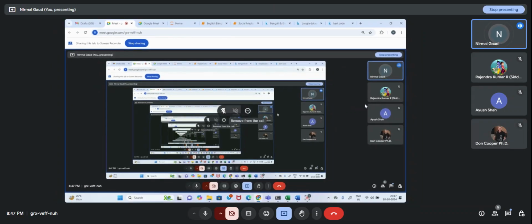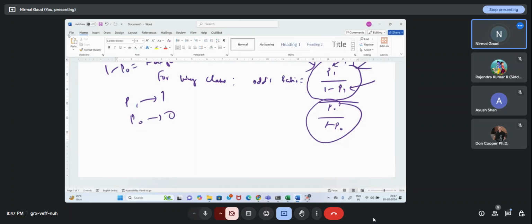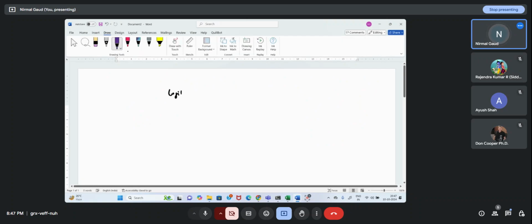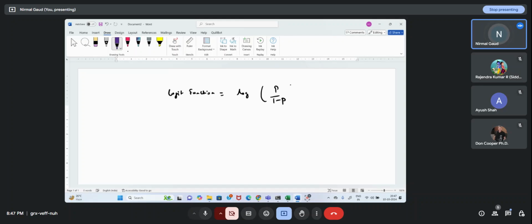Let me talk about the logit function. The logit function is given as log of p upon 1 minus p, because it is called log of odds. Odds you very well know. Odds means the ratio of success to failure. So this is called odds, success to failure.